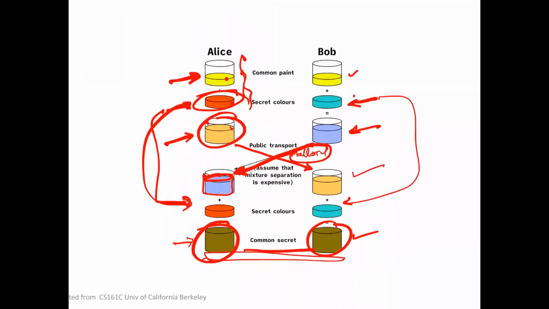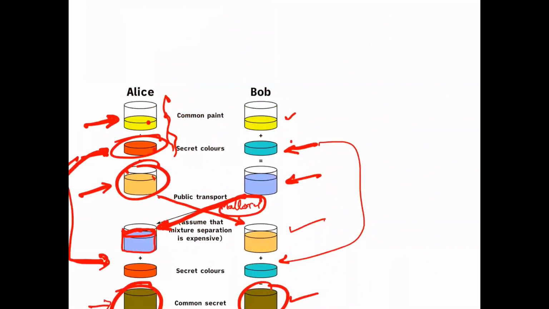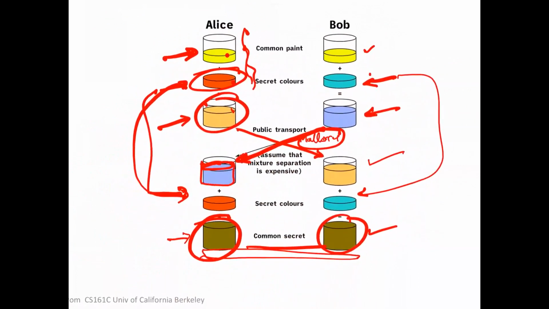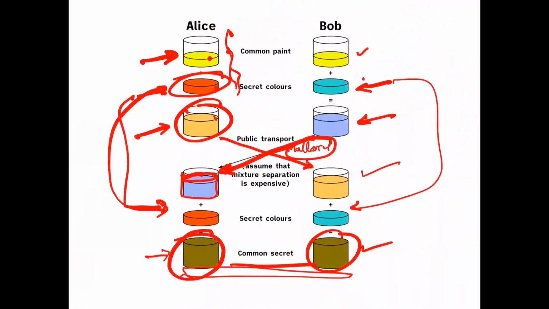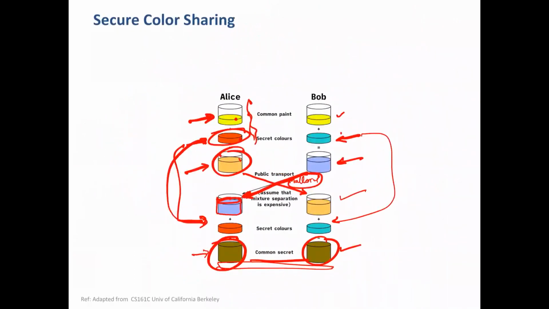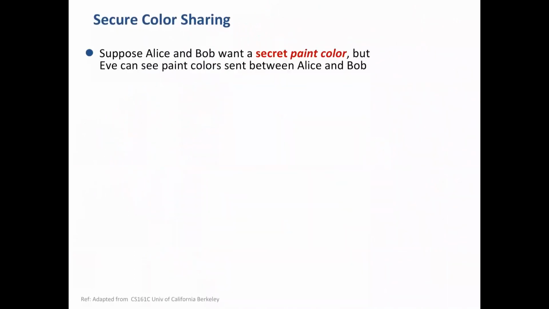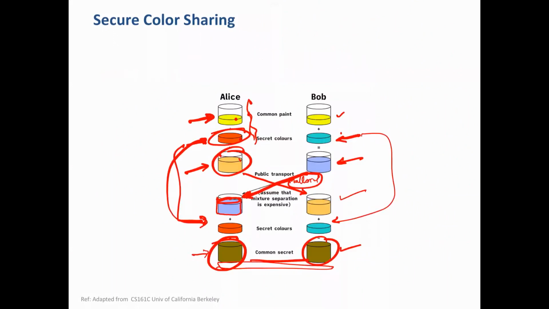Please think about it. It is an analogy which is close to something that we are going to study. Okay, now the same thing in words. Suppose Alice and Bob want a secret paint color. Eve can see the paint color sent between Alice and Bob. It means that Eve is sitting in between, as we see here. Eve can see all the exchanges.